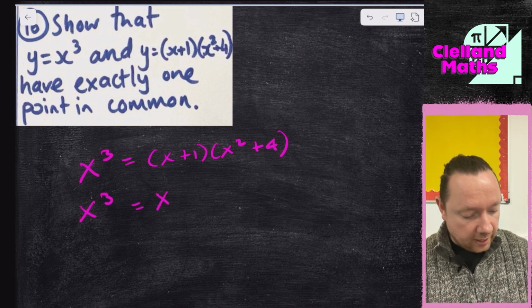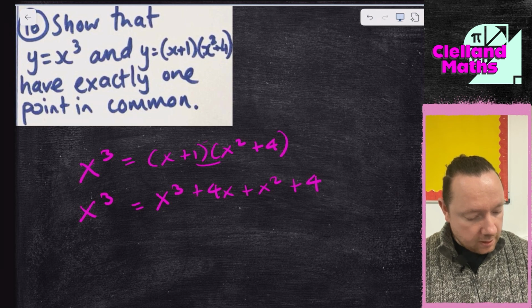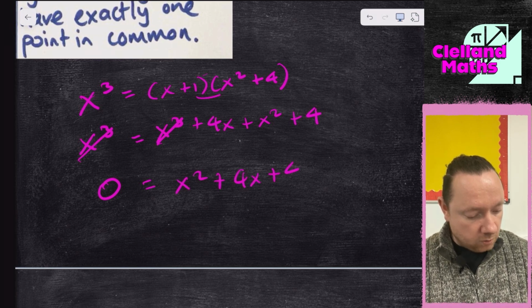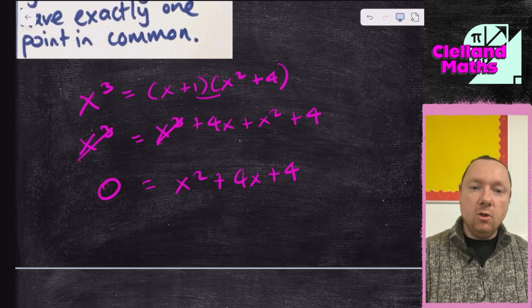X times x squared is x cubed, plus 4x, plus x squared in the middle, and then plus 4 in the end. And that means taking everything to the same side, well, the x cubes will just cancel to give x squared plus 4x plus 4 equals 0. If it's got one point in common, it means there can only really be one solution to this.